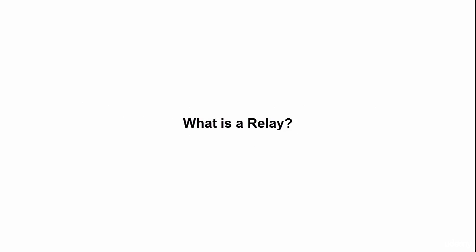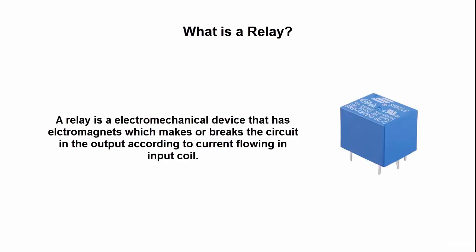Let's understand what is a relay. A relay is an electromechanical device that has electromagnets in it which makes or breaks the circuit in the output according to current flowing in the input coil.